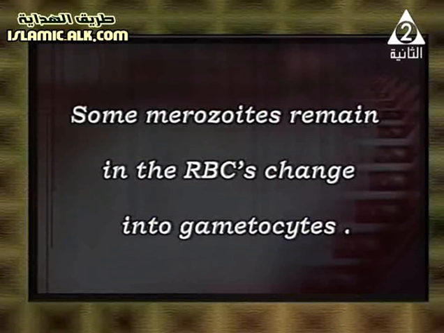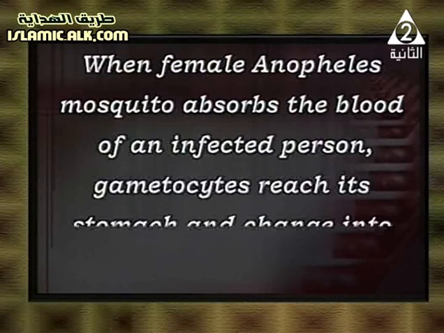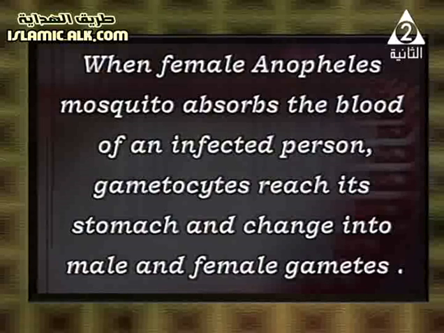But some of the merozoites remain inside red blood cells without any change into gametocytes. They don't change. But another female Anopheles mosquito absorbs the blood of a person infected by sporozoites. The gametocytes reach the stomach of the Anopheles mosquito, and they change into what?